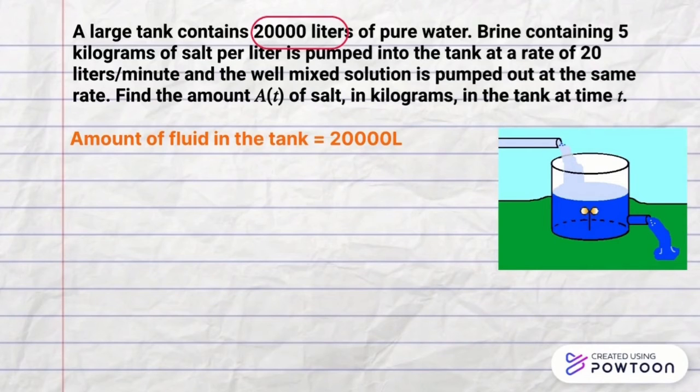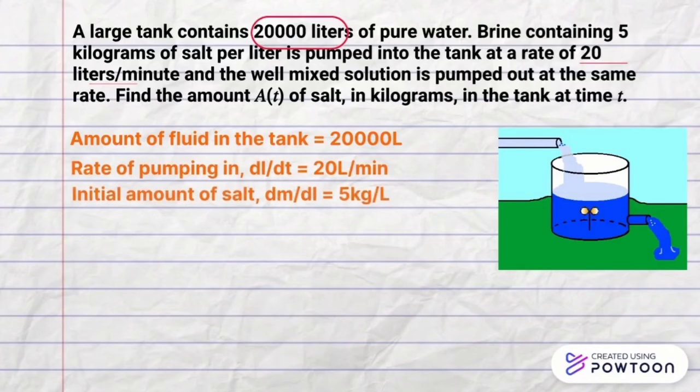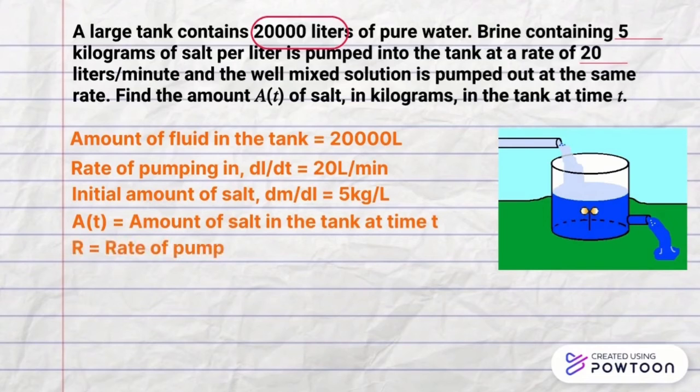So, from this question, we have the amount of fluid in the tank, which is 20,000 liters. Next, the rate of pumping in, which is 20 liters per minute. The concentration of salt, which is 5 kg per liter. We can label A(t) as the amount of salt in the tank at time t. We also can label R as the rate of pump. Next, the question asks us to find A(t).